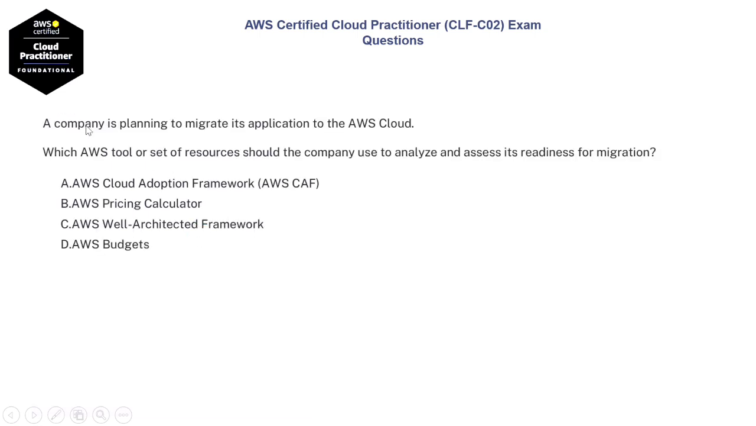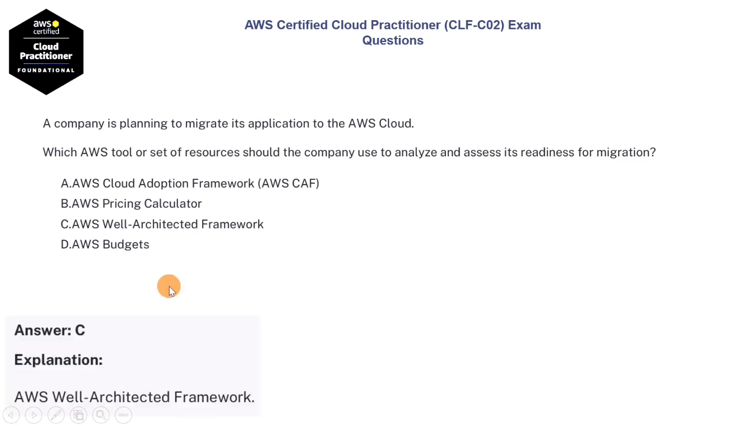Next question. A company is planning to migrate its application to the AWS cloud. Which AWS tool or set of resources should the company use to analyze and assess its readiness for migration? Option A, AWS Cloud Adoption Framework. Option B, AWS Pricing Calculator. Option C, AWS Well-Architected Framework. Option D, AWS Budgets.